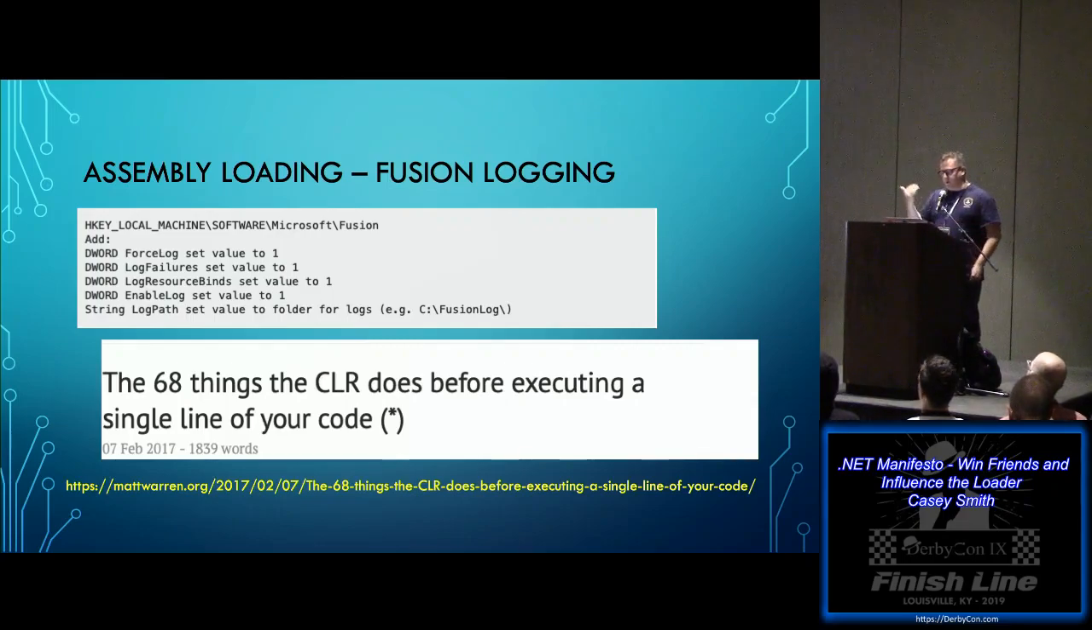So I've put a screenshot here of some of the registry keys you can set to turn this on. This is, again, very useful for research, for both offensive and defensive capability. So you just set a path and you run your fusion log. And then another reference to Matt Warren's blog. Matt writes a lot about .NET, its performance, and really low-level stuff. There's a really good blog that describes some of the steps in assembly binding and logging, called 68 Things the CLR Does Before Executing a Single Line of Code. It's a really good reference to dig into.